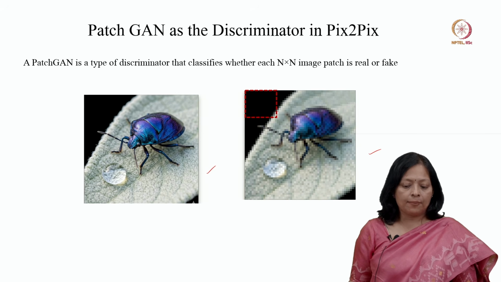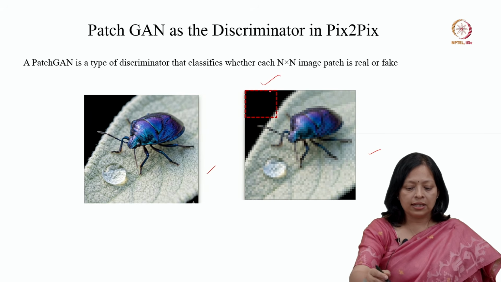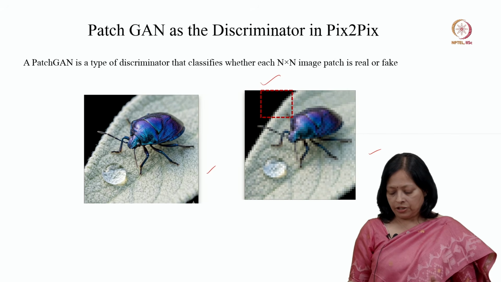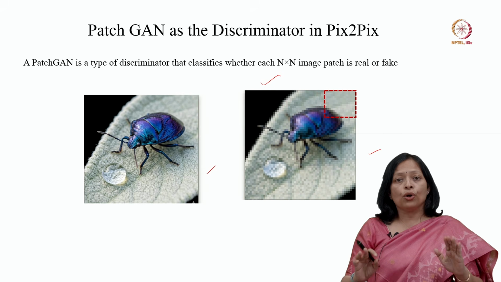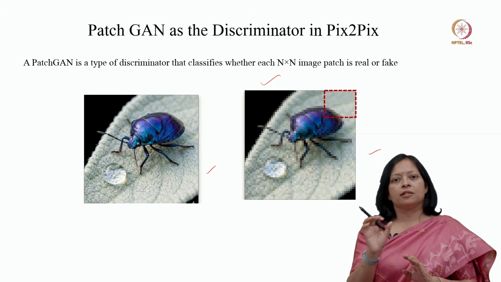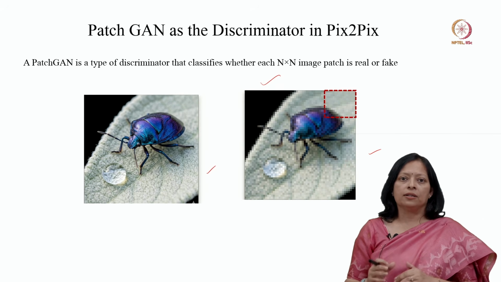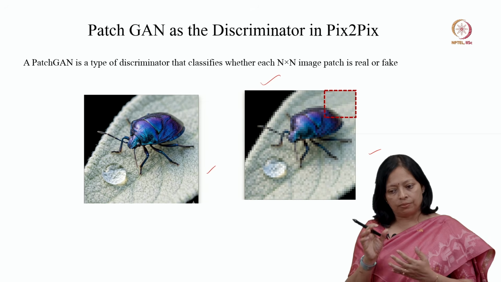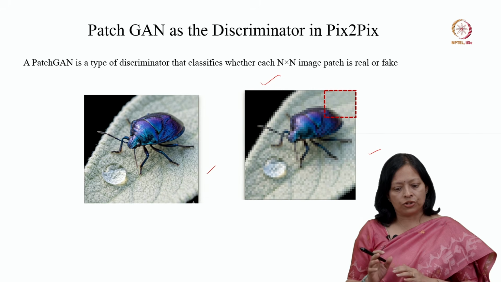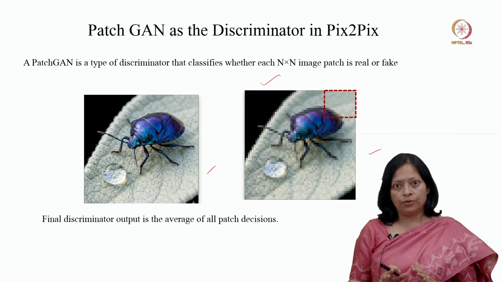Now in PatchGAN what happens is, the discriminator will see this patch, and then it will see whether this portion is exactly matching with this, is it real or fake, then another patch, then another patch, another patch. So you have patch by patch, n cross n sized patch by patch, the discriminator will see, and it will tell whether that patch resembles the real image completely, or it looks like a fake image.